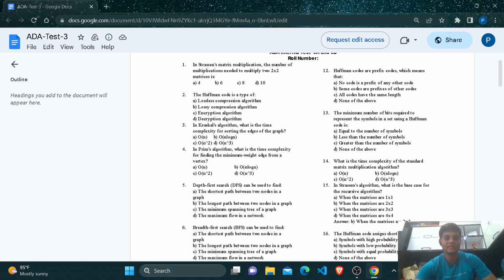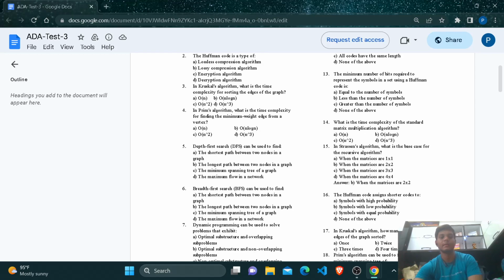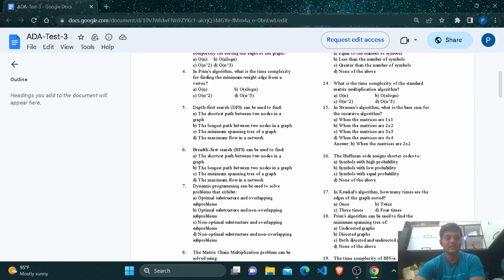Third question is in Kruskal's algorithm, what is the time complexity for sorting the edges of the graph? So yeah, its time complexity is n log n. Fourth question is about Prim's algorithm and its complexity for finding minimum weight edge from a vertex. So its answer is option A.